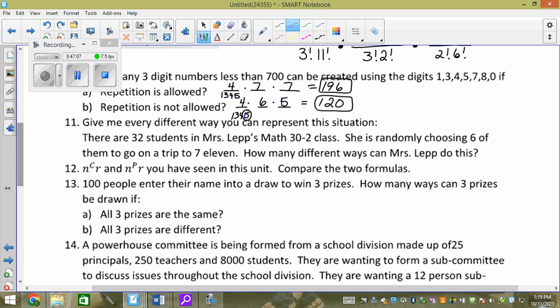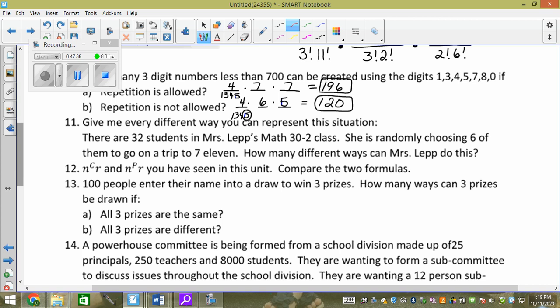Eleven says, give me every different way you can represent the situation. There are 32 students in Mrs. Lepp's Math 30-2 class. She's randomly choosing 6 of them to go on a trip to 7-Eleven. How many different ways can Mrs. Lepp do this? If I'm picked first, second, third, fourth, fifth, or sixth, does it make me any difference? No, I just get to go to 7-Eleven, correct? So it is a perm where order matters, or a combination where order does not matter? Combination, because if you're picked first or sixth, you get to go to 7-Eleven.